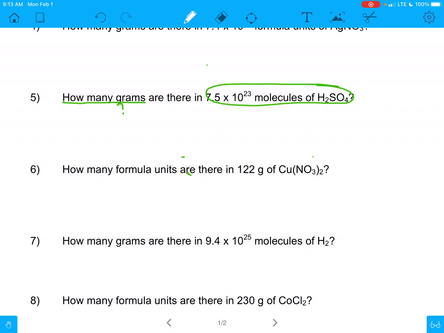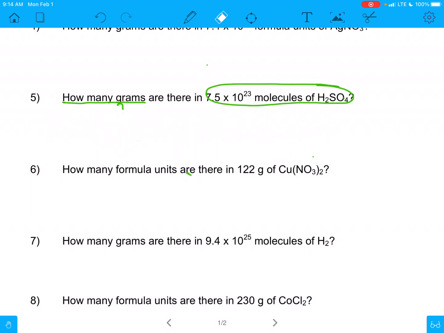So let's look at our plan. Our plan is to go from molecules to moles to grams. Well, how do you get from molecules to moles? Well, to do that, you have to use Avogadro's number. And then to get from moles to grams, you have to use molar mass. Okay? So let's try it. I'm going to go ahead and erase this so that we can go ahead and set up our problem.